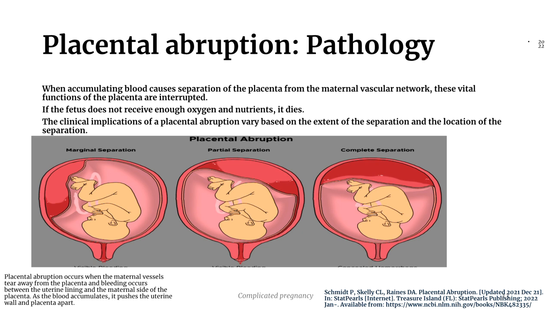Abruption pathology. We can have a partial or complete abruption. It's going to have consequences for the mother and for the fetus. It starts when a maternal vessel starts bleeding, and it will tear away the placenta from the lining of the endometrium, and the blood, the hematoma, will accumulate, and the baby will start having hypoxia.